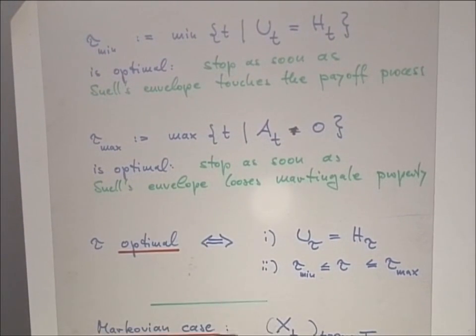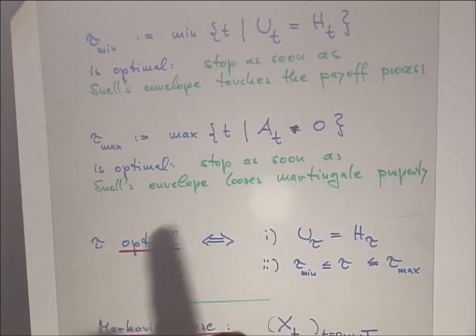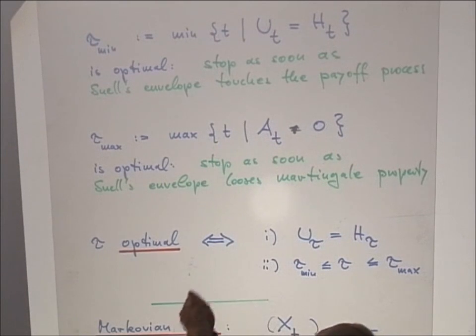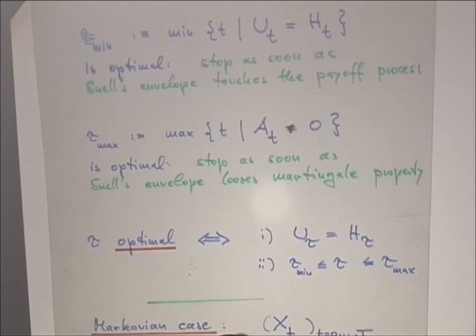It's the last time where the process, this value process, still has behaved like a martingale. At the next step, this process A will pick up, and this process A destroys, when it becomes non-zero, the martingale property. So here the rule is: stop as soon as Snell's envelope loses the martingale property.